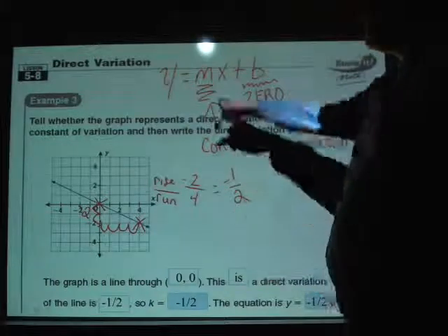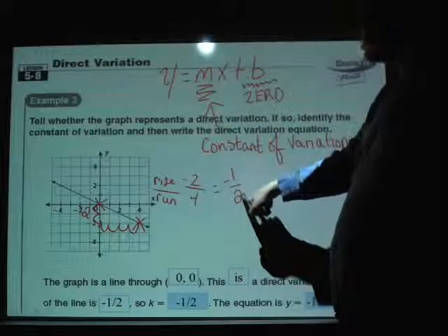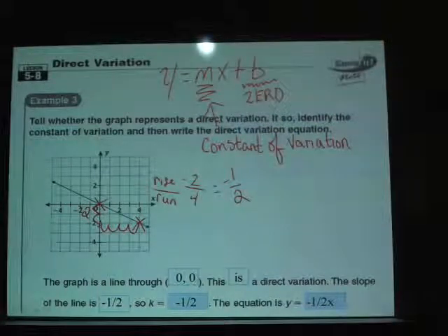Well, that's my slope. So change m into my slope in my equation, and we got it. Constant of variation is -1/2. Equation is y equals -1/2 x.